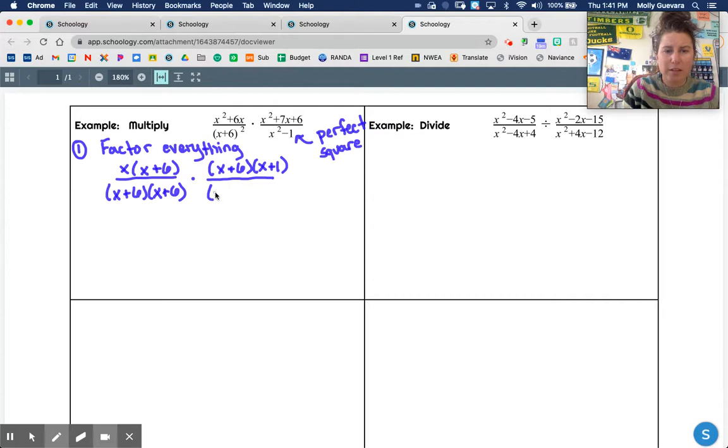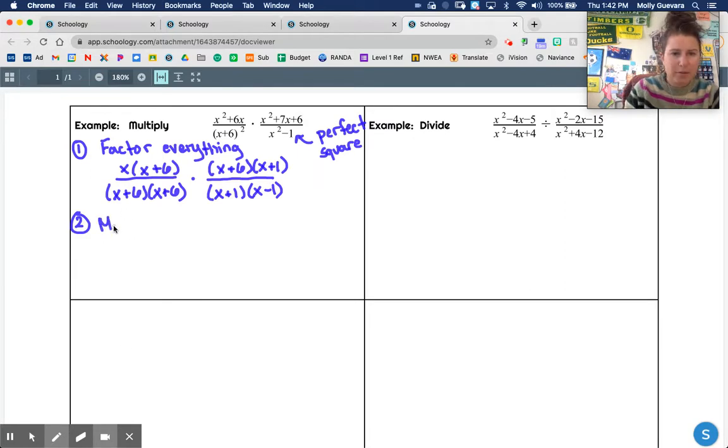The square root of x squared is x. The square root of 1 is 1. So I can do x plus 1, x minus 1. And again, the order on that doesn't matter. So you could do x minus 1 first or x plus 1 first, as long as you have one of each. So here I factored everything, okay? And that's kind of the hardest step.